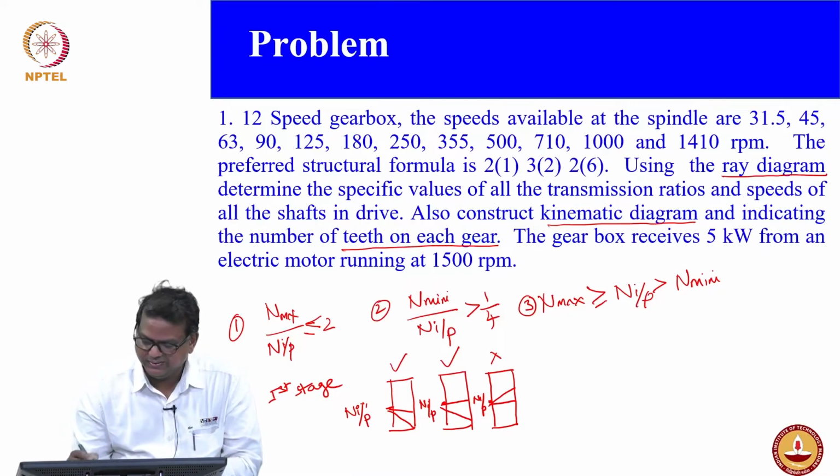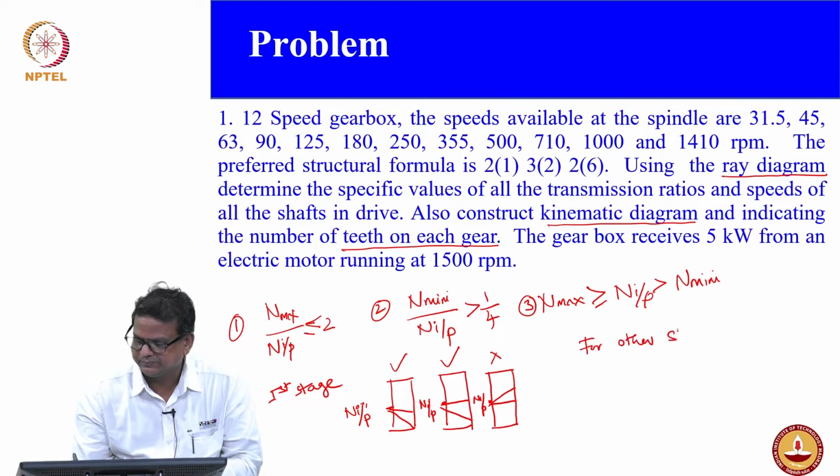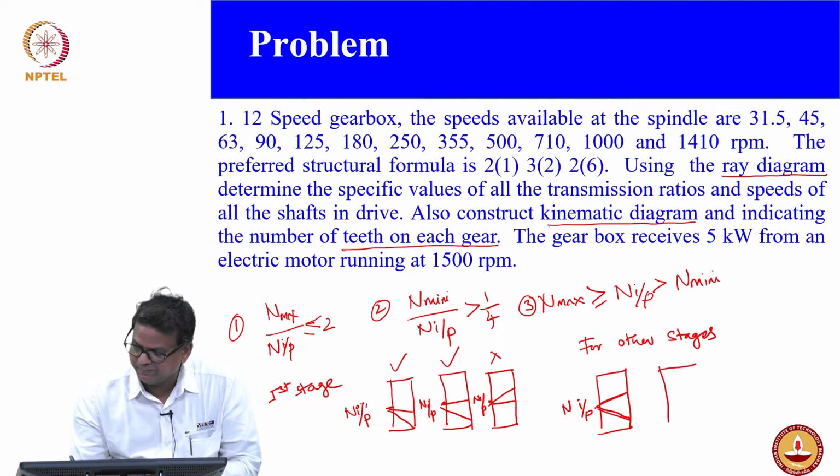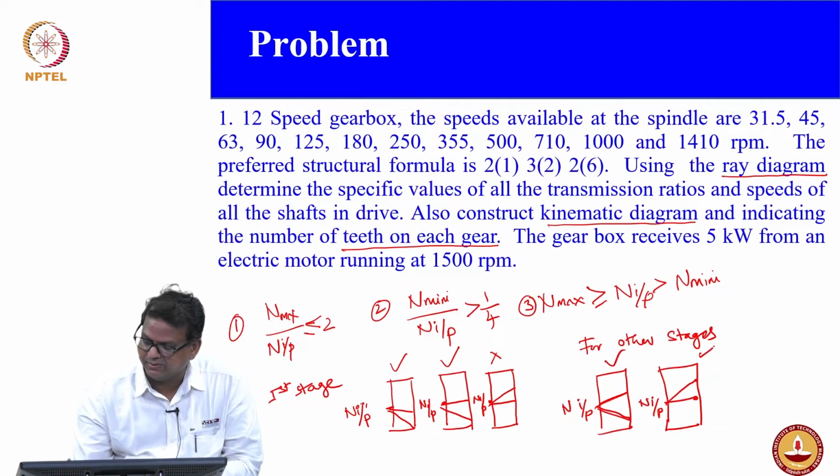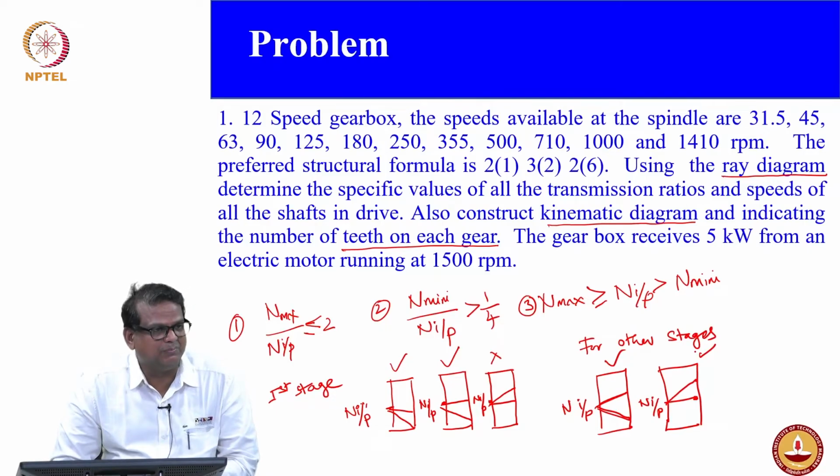Okay. And for other stages, the combination can be many ways. I am just giving a few important ones. So, this is your input speed and these are output speeds. So, you can do it this way. Another way also, you can have the same speed as the input speed for the output and even higher than the input speed. So, these things are possible in other stages, but not applicable to the first stage.